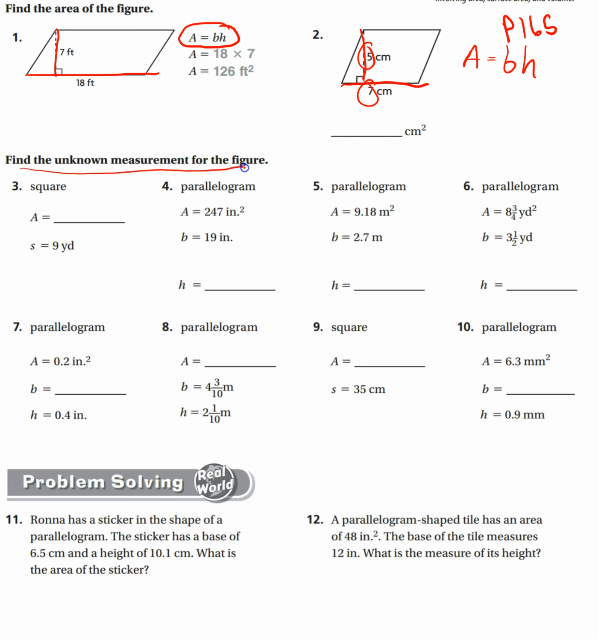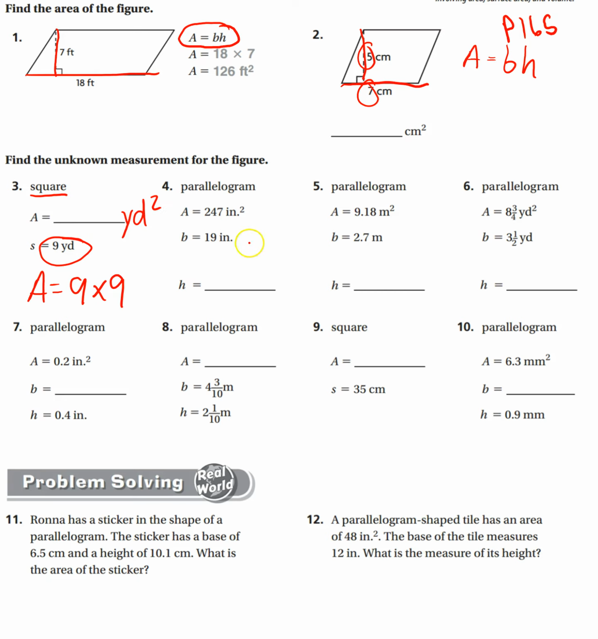Next, find the unknown measurement for the figure. It's a square, so you know both sides are going to be 9. So area equals length times width, and both are going to be 9. And then remember, it's going to be yards squared, or square yards.